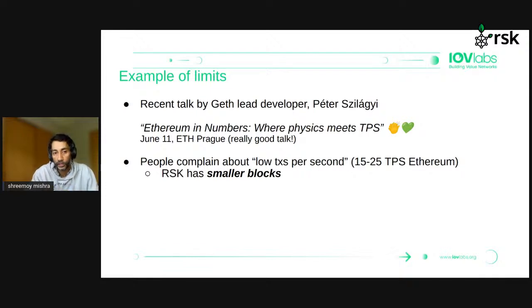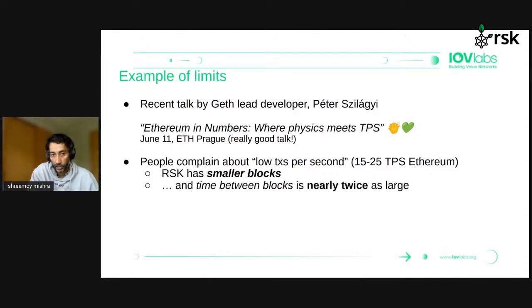RSK has smaller blocks. And not only are our blocks smaller, but the time between blocks on RSK is about 32 seconds, which is twice what it is on Ethereum, which is usually about 13 or 14 seconds. So these facts together imply that the transaction processing power in RSK is even slower. If it's 15 to 25 on Ethereum, we are looking at something like 4 to 5 on RSK. And so people new to the system often wonder, why is it that low?